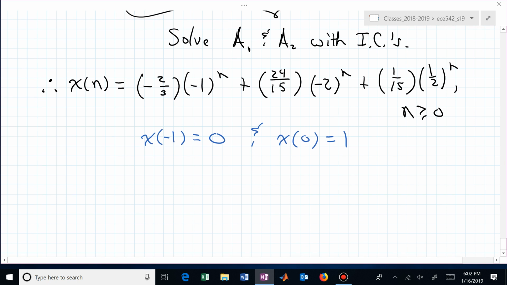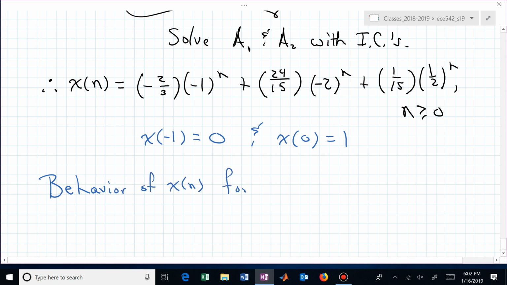If in fact that is x of n, what's the behavior of x of n as n gets large? What's x of n going to do? How is it going to behave?